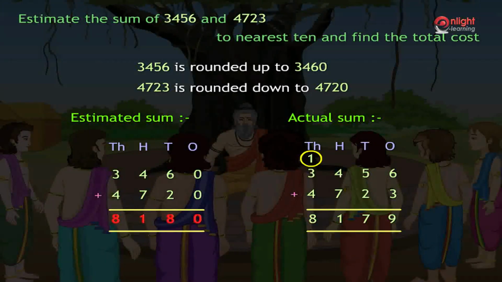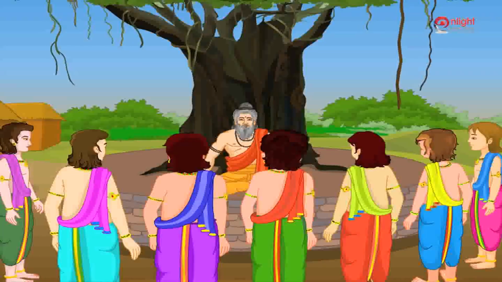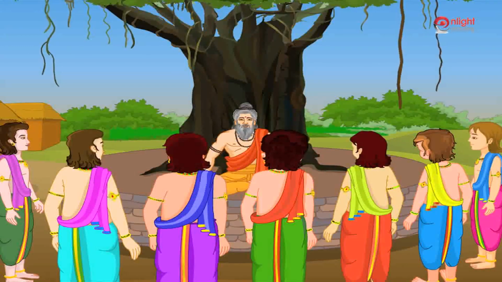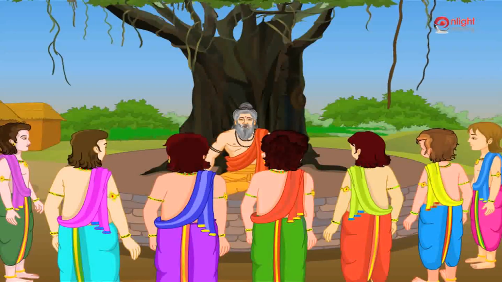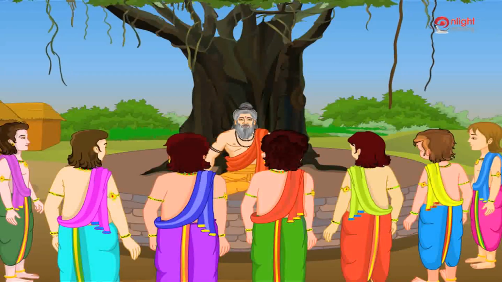The estimated sum was 8,180 and the actual sum is 8,179. If we round off the actual sum to nearest tens, we get it as 8,180, which is same as estimated sum. By this example, you can understand estimation will help us to do calculations in easier and simpler way.